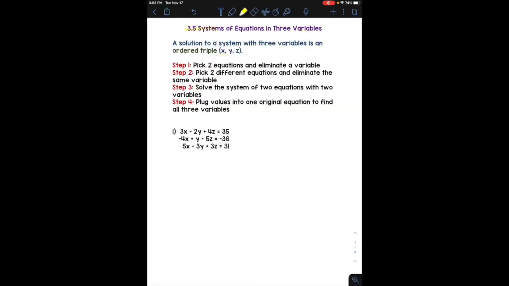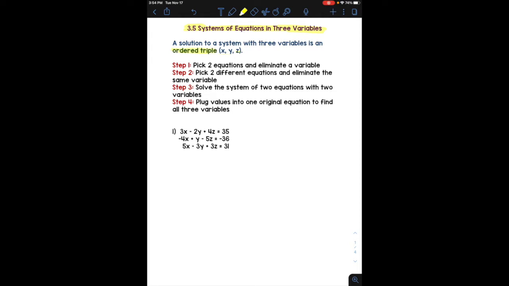Guys, today we're going to talk about section 3.5, Systems of Equations in 3 Variables. In previous lessons, we discussed solving systems of 2 equations with 2 variables. The solution to those would be an ordered pair. In this lesson, we're going to look at systems of 3 equations with 3 variables, and the solutions to those are going to be similar, but they're called ordered triples.